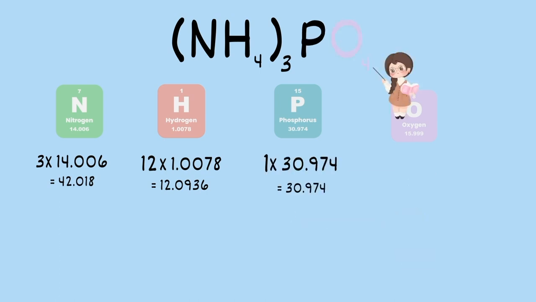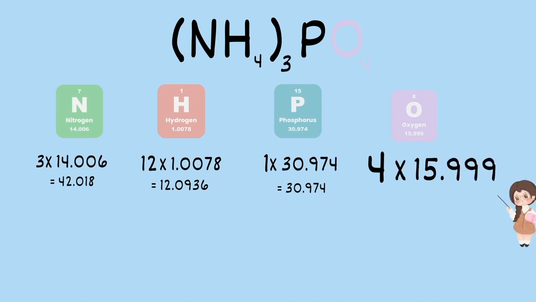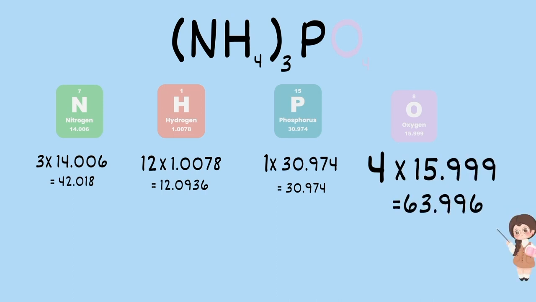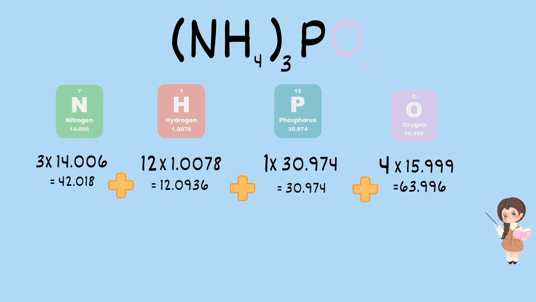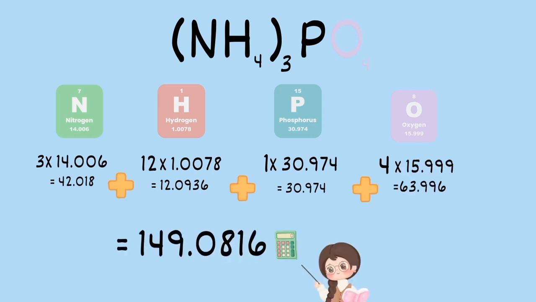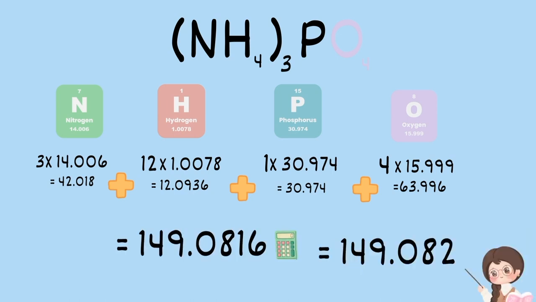Lastly, oxygen. There are 4 oxygen atoms in ammonium phosphate, so we multiply that by the molar mass of 15.999, and we get 63.996. Now, we add all of these masses all up together to get our molecular mass, and on our calculator, we get 149.0816. Our least number of digits after the decimal are 3. And by the way, if you're not sure what I'm referring to, it's these.